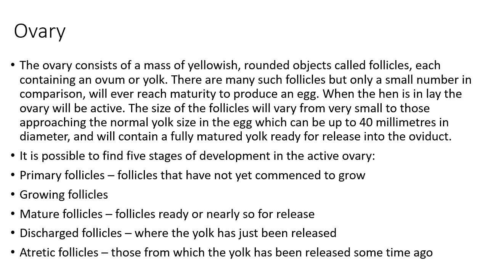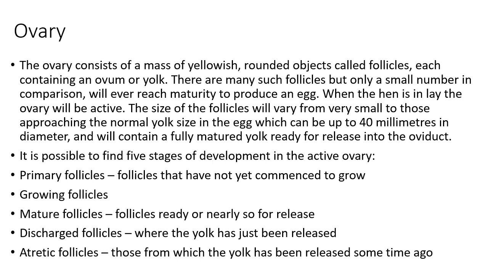The ovary consists of a mass of yellowish rounded objects called follicles, each containing an ovum or yolk. There are many such follicles, but only a small number in comparison will ever reach maturity to produce an egg. When the hen is in lay, the ovary will be active. The size of follicles will vary from very small to those approaching the normal yolk size in the egg, which can be up to 40 millimeters in diameter.